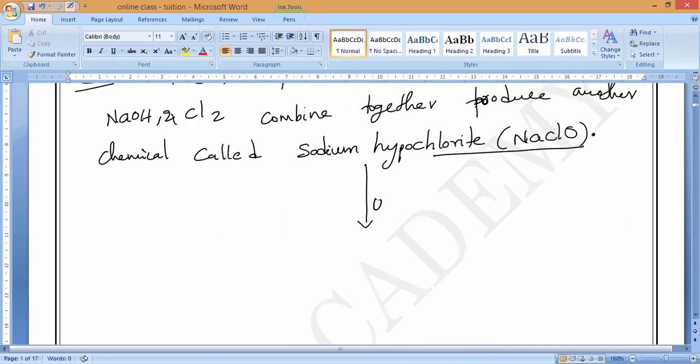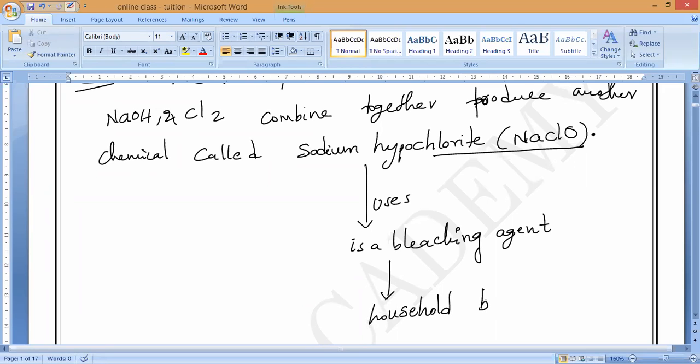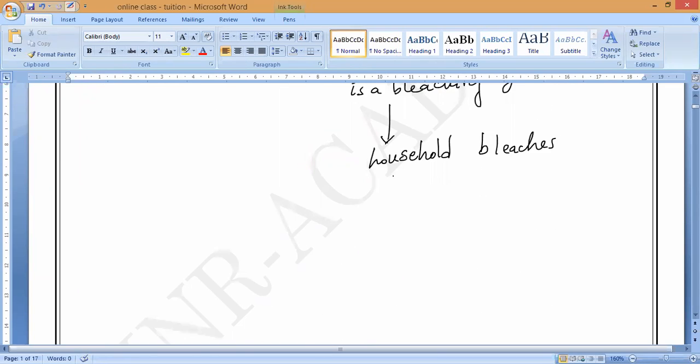So the uses of this one: it is used as a bleaching agent, in household bleachers, and, as I just said, for bleaching fabrics. Right, so this is all about it.